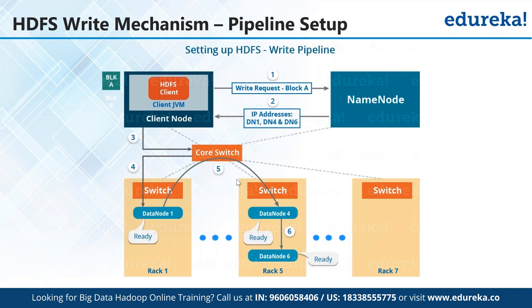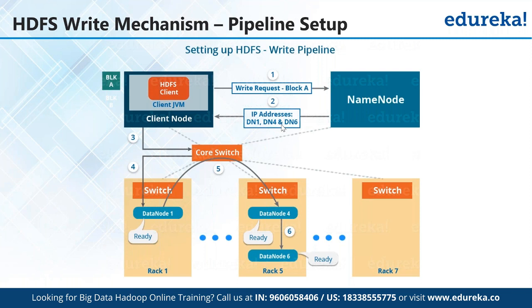Based on the information available on the NameNode, it will tell you to go to data node 1, data node 4, and data node 6. They are all available on the cluster. Now the client will directly open connections with data node 1, data node 4, and data node 6, and will write these blocks A, B, C parallelly. A connection is made with data node 1 and writing of that block starts. Similarly for 4, similarly for 6. So the writing happens parallelly.